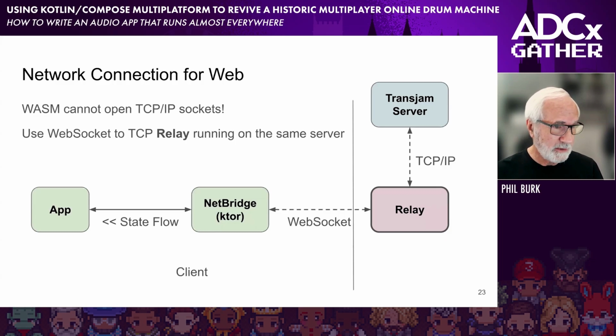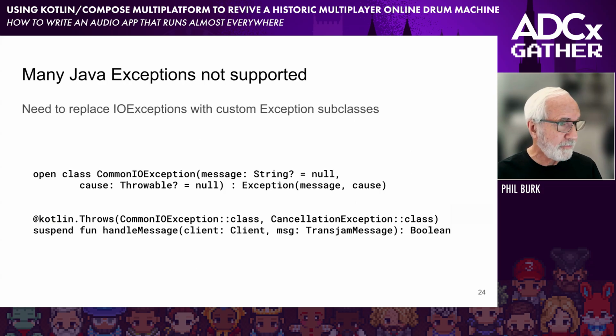So it's just a classic relay that doesn't really do any processing. It's just sitting in the middle and passing messages back and forth. And that seemed to work pretty well. Regular Java exceptions don't work, so you just have to rewrite your own class of exceptions for your own custom IO exceptions and so on.